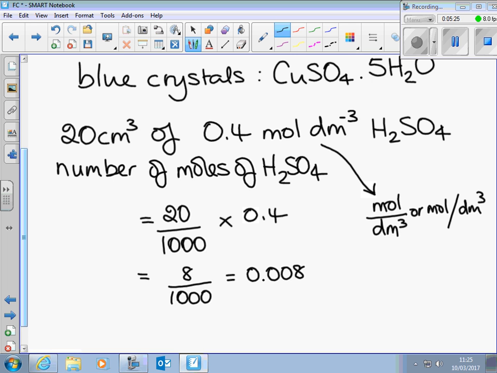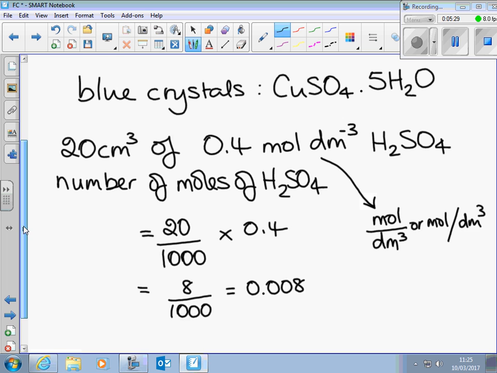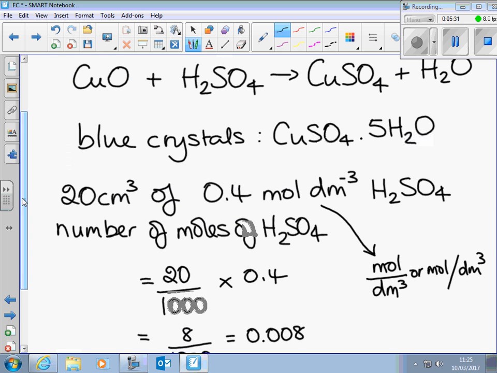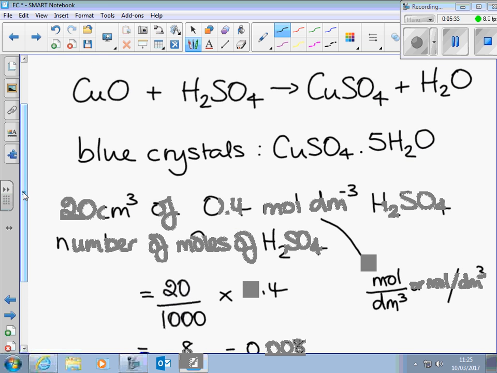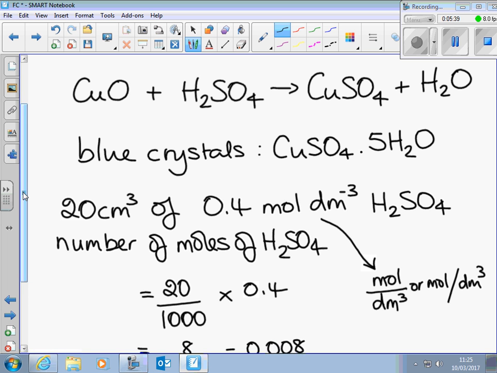Okay. How many, hang on, I need to check, I've balanced that up there, don't I? Does that balance? Actually, it does, doesn't it? So, how many moles of copper sulfate are we going to get?